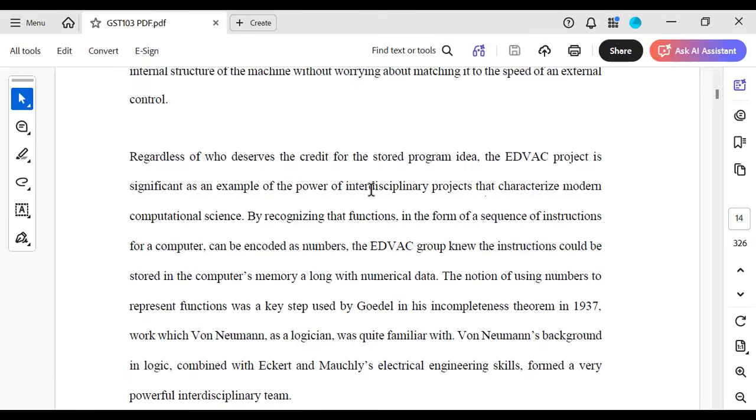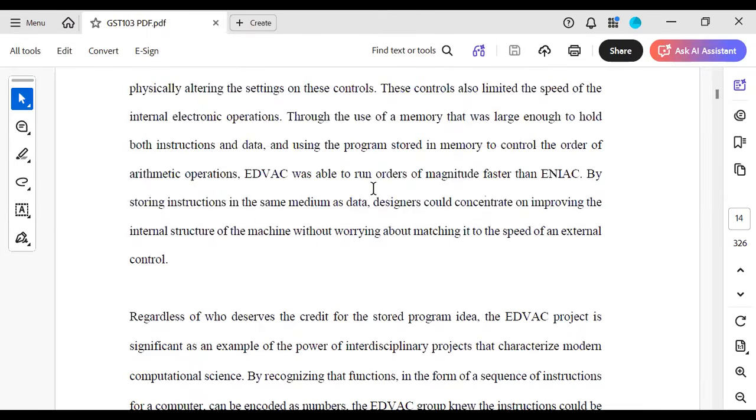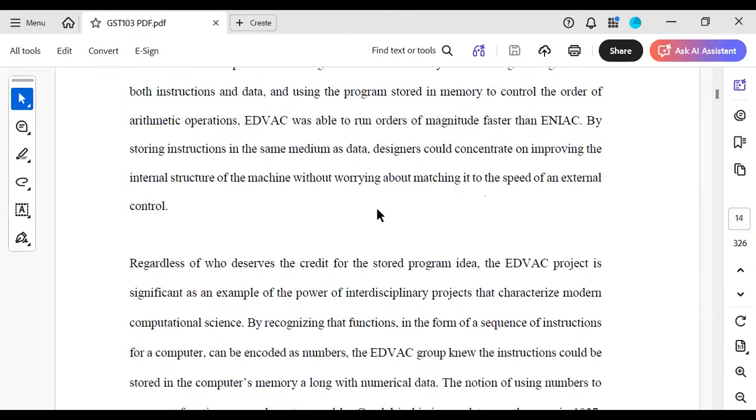Now, another thing we failed to mention is the EDVAC. The EDVAC was just like an advancement of the ENIAC. Quite a lot of people worked on that one. I can't talk on EDVAC tonight.